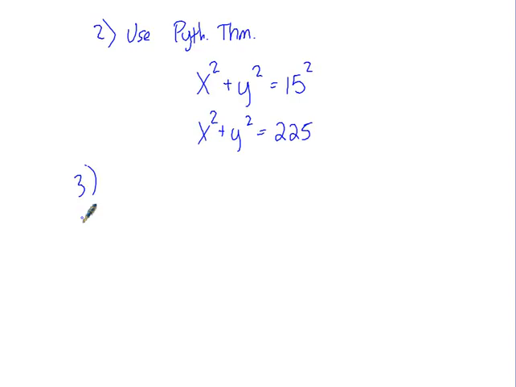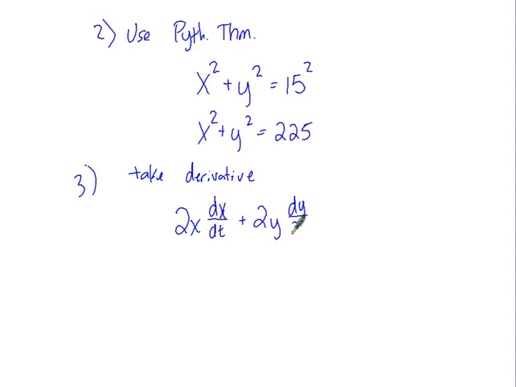So what do I got? 2x dx/dt plus 2y dy/dt equals 0. We good? Okay. So now that I have, again, what do I want? dy/dt. So basically I should know everything else, correct?